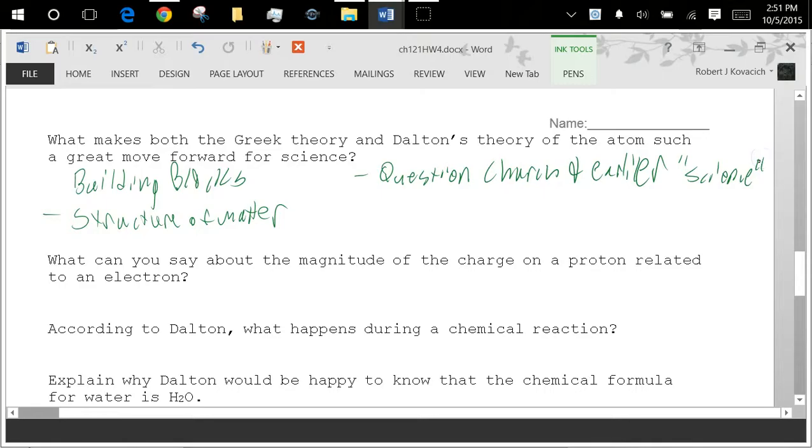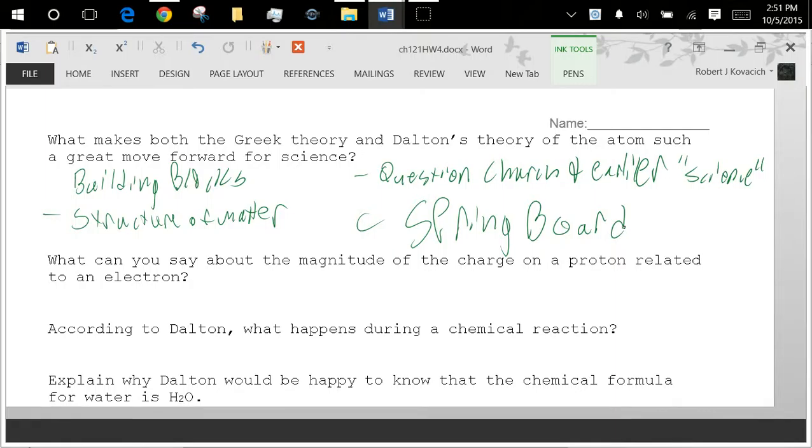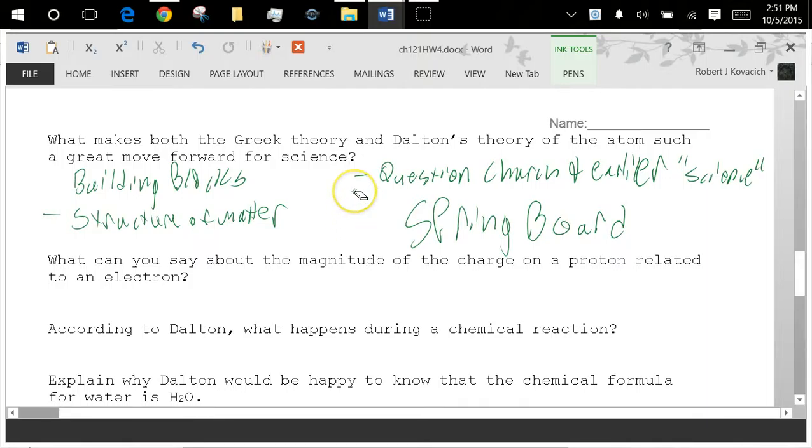Question the church and earlier science. This gave them a biggest part. This was the springboard for all of chemistry and physics. If we were like, this stuff is all atoms, and we can manipulate these atoms, we don't have to worry about destroying them because they can't be destroyed. Let's start experimenting based off of this atom assumption. So lots of things start getting experimented, and many, many things get discovered.